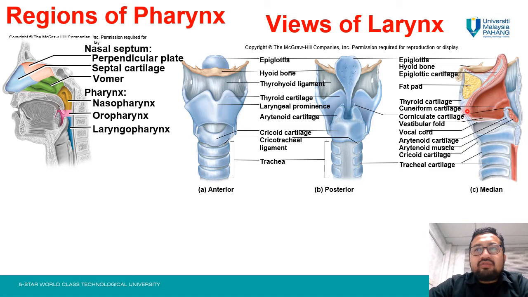Here, from the sagittal view, this is the epiglottis I mentioned before. The vestibular fold and the vocal cord, this is the vocal cord where we produce our sound. This is the arytenoid cartilage, arytenoid muscle, cricoid cartilage, and then tracheal cartilage, from the median or sagittal view. This is from posterior, from the back. This is from anterior, from the front.